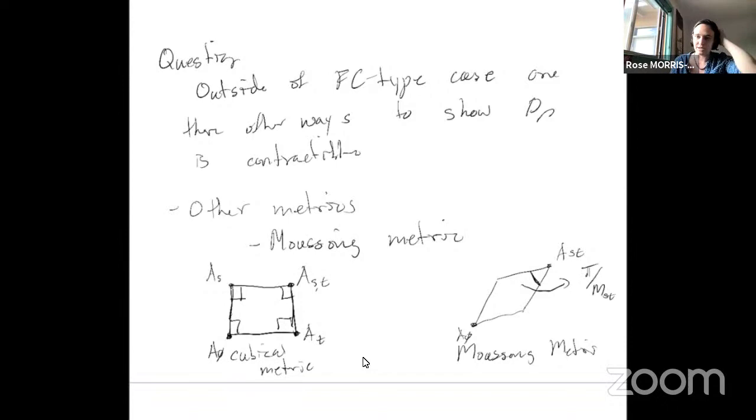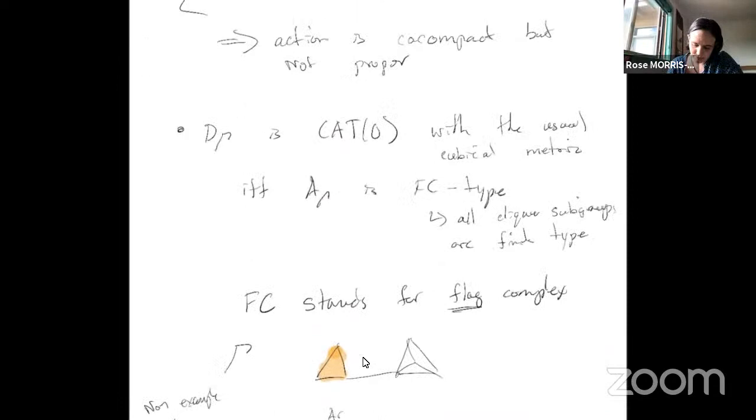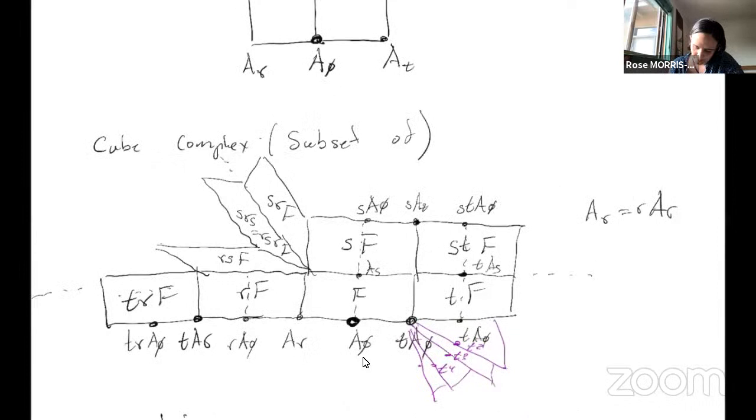And what does this do? Yeah, let's go back up to our picture of the Deligne complex. So here I am in this picture. In my cubical Deligne complex, if I looked at this vertex here, this is like ARS, this vertex has way more than 2 pi around it, right? I've got 90 degrees 6 times. But if I shrink all of these angles by the right amount, then I'm effectively flattening everything at this vertex. So that's what the Moussong metric does.